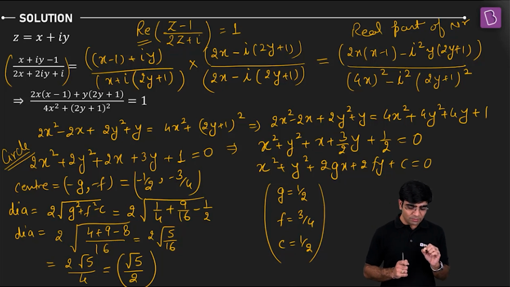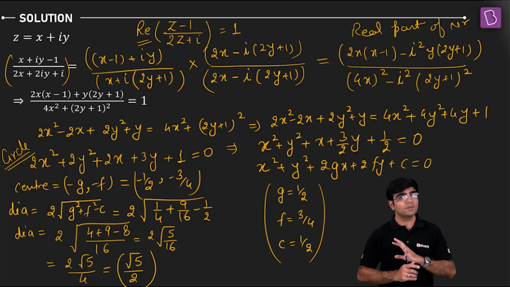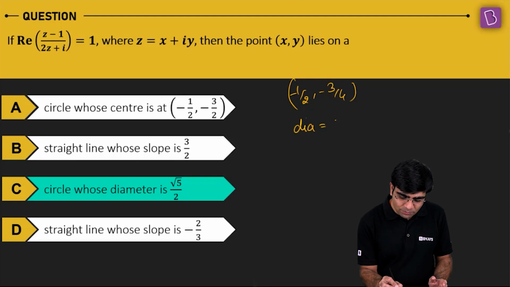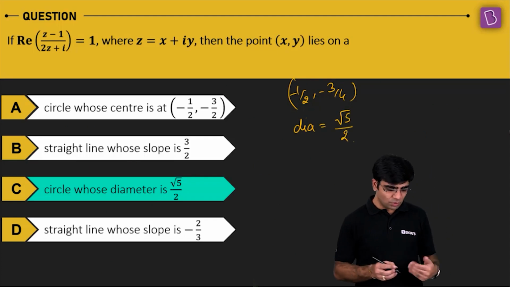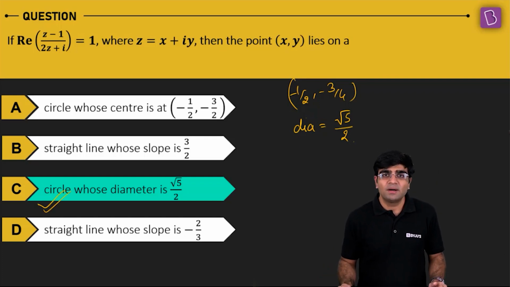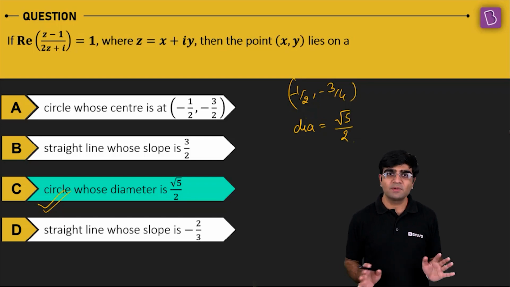So I got two things: center as minus 1 by 2, comma minus 3 by 4, and diameter as root 5 by 2. So my center was minus 1 by 2, comma minus 3 by 4 and my diameter was root 5 by 2. Out of these four options, only option C is the correct answer, and hence I'll be ticking it. All right, understood the entire working, how we are dealing with it?